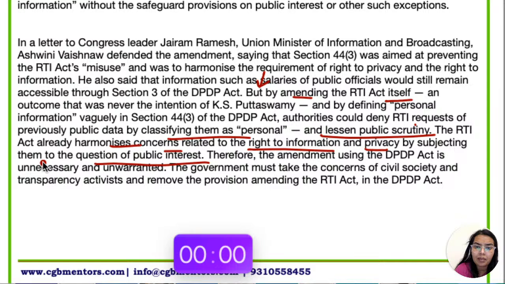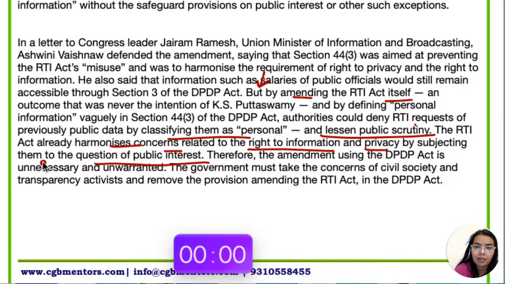Already जो exist कर रहा था structure, it was not like you ask the question, you got the answer, anything personal will be given to you. No. Already the things that were asked under the act were subjected to the question of public interest, whether the things fall under the ambit of public interest or not. Therefore, this amendment is useless. Why is it even existing?